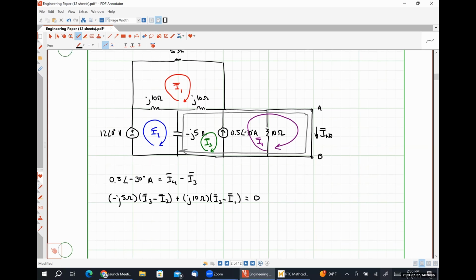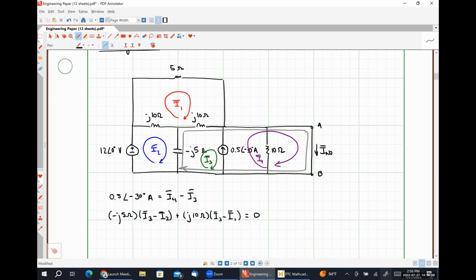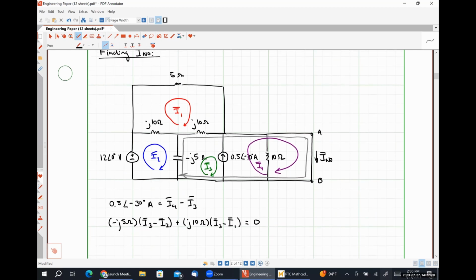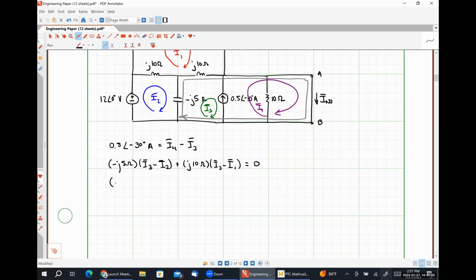Now I am going to need to write a KVL equation around mesh 1. That's going to look like 5 ohms times I1 plus J10 ohms times I1 minus I3 plus J10 ohms times I1 minus I2. Set this equal to 0.